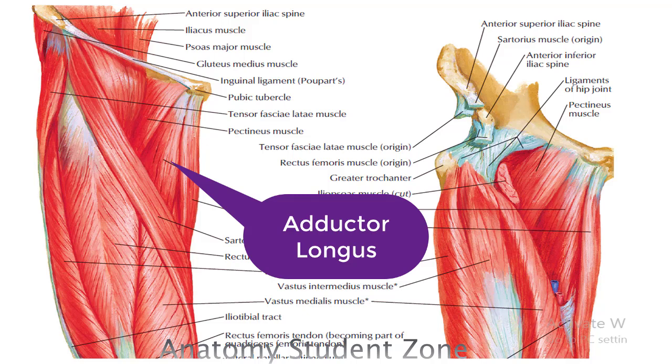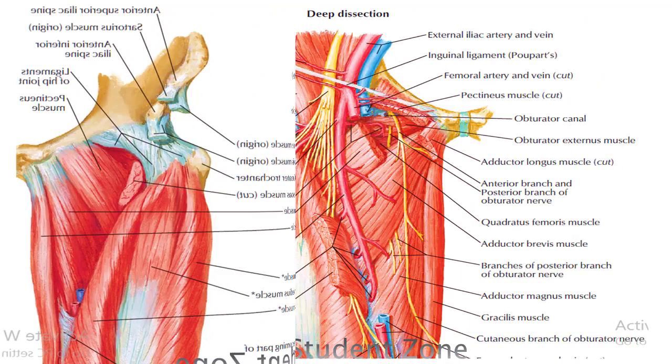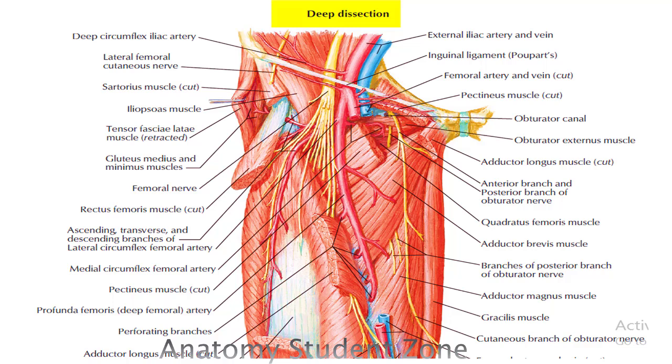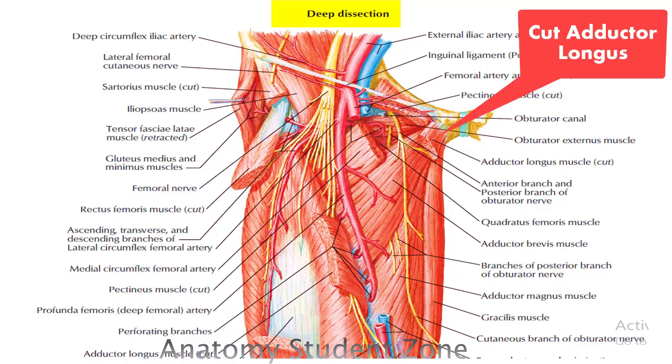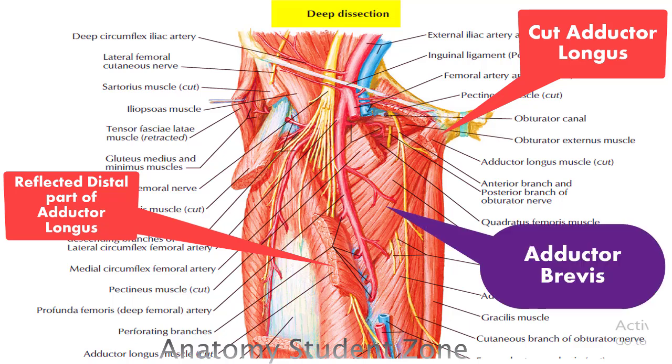After observing adductor longus on a superficial dissection, when we proceed towards a deep dissection, we can observe some important structures and muscles of the medial compartment, which I will explain right now. Here the deep dissection is shown. When we cut adductor longus 3 cm below its origin, as you can see here, and reflect its distal part laterally, deep to it we identify another muscle, adductor brevis.